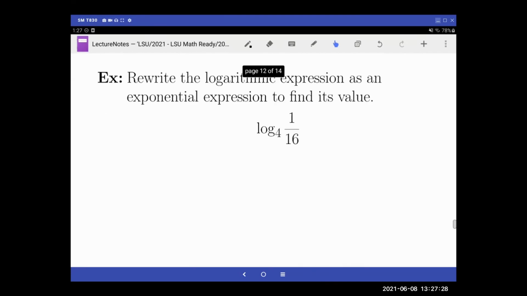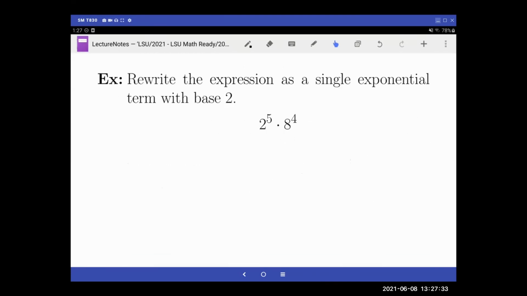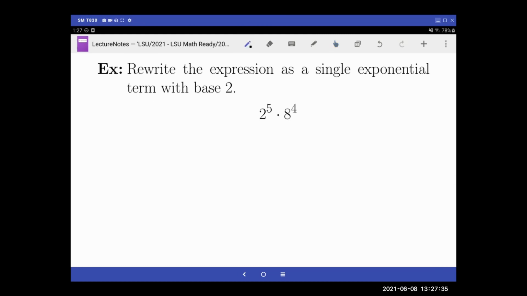All right, so let's do 2 more examples. I have an idea of which ones I want to do. All right, so I want to do this one: 2 to the 5th power times 8 to the 4th power. And the goal of this one is just to rewrite the expression, not to multiply it out, but to rewrite it.